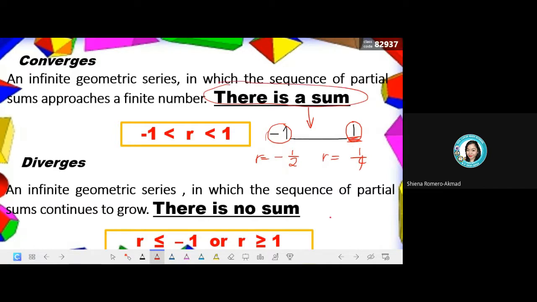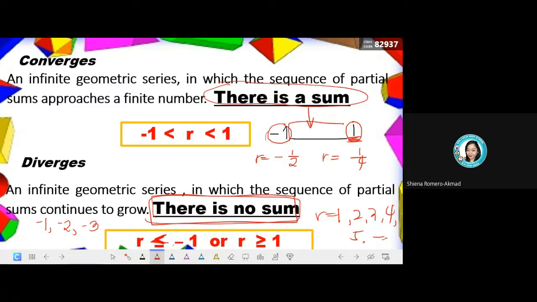Paano malalaman kung walang sum? If your ratio is less than negative 1, ano na yung mga less than negative 1? Less than or equal to negative 1, negative 2, negative 3. Okay? Pag yung R mo naman is greater than or equal to 1, let's say ang ratio mo ay 1, 2, 3, 4, 5, and so on, there is no sum. Kung anong ratio lang yung nasa pagitan ni negative 1 at 1, yun lang ang may sum.